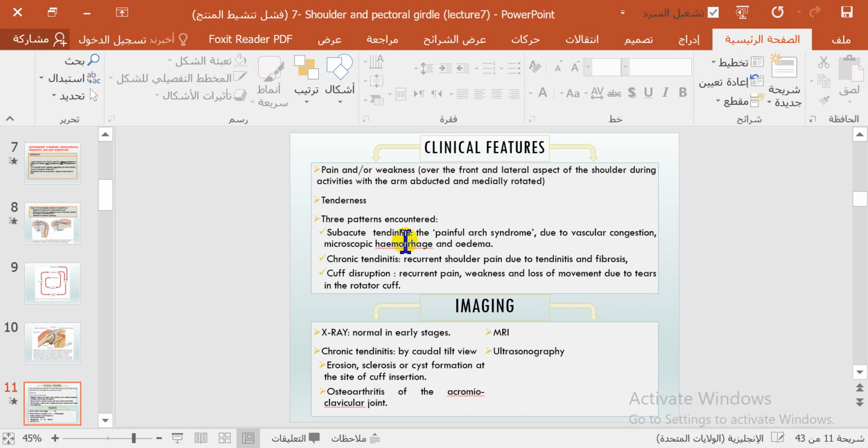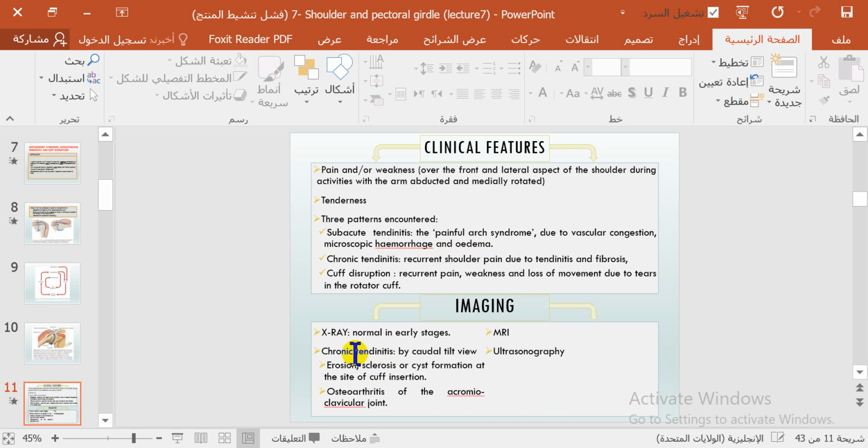So it starts with subacute tendinitis in the form of microscopic hemorrhage and edema, and by chronicity this leads to chronic shoulder pain, tenderness and fibrosis, and then the cuff might be disrupted, leading to loss of movement. These are the clinical pictures of the impingement syndrome.